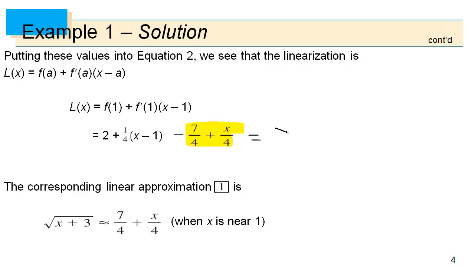Now your book and these slides are going to keep talking about it in this form. I like writing it as just one fraction. It's going to make some of the math easier later. But the reason why we write it this way is it just kind of reminds us that it's an mx plus b, right? This is a 1/4 x plus 7/4. There's our slope of 1/4, so mx plus b.